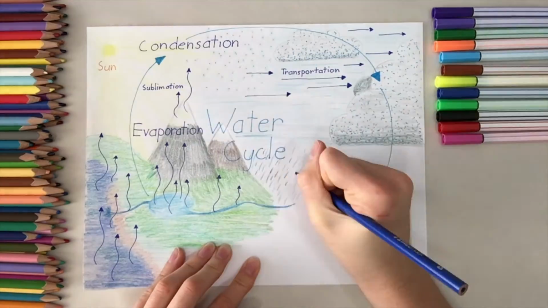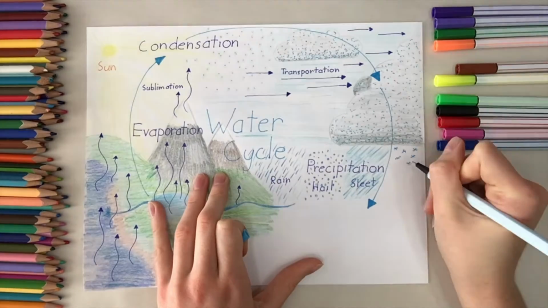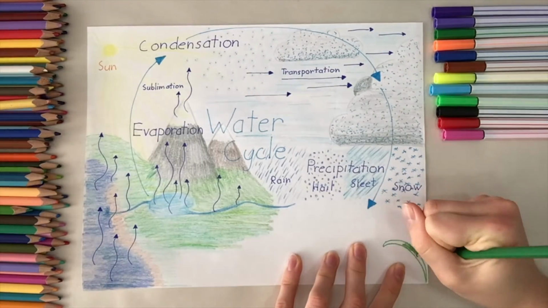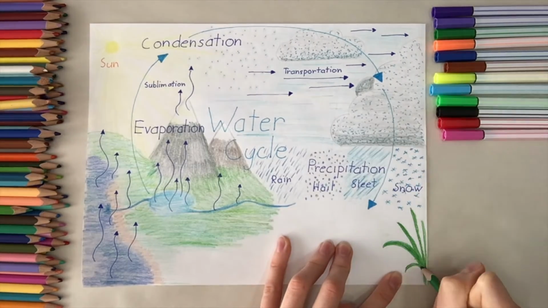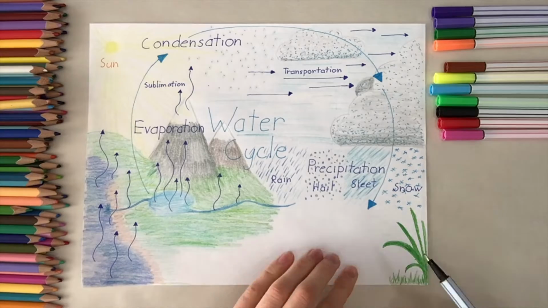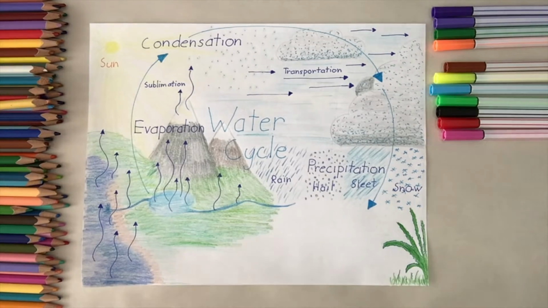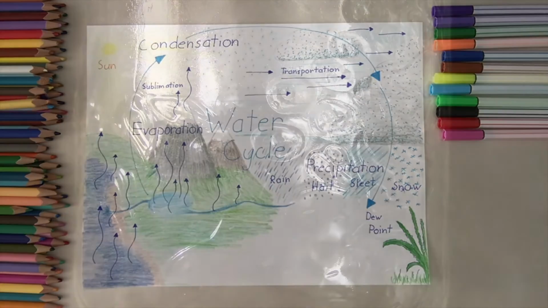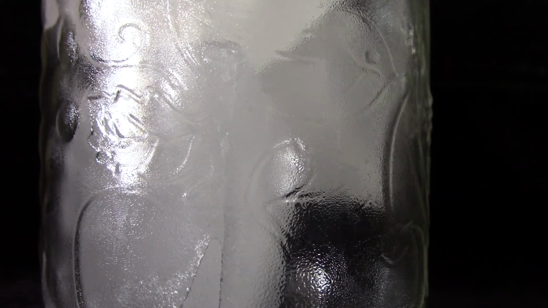When water droplets grow large enough, they become so heavy that they fall back to the ground as rain, hail, sleet, or snow. Alternatively, water vapor can reach the dew point and then condense. When it is humid outside and everything feels hot and sticky, the air is filled with particles of water. Often at night, the air and objects outside will cool down, and water will condense onto these objects. Here I have a jar filled with ice. If I put it into a humid room, I can see water droplets form on the glass.